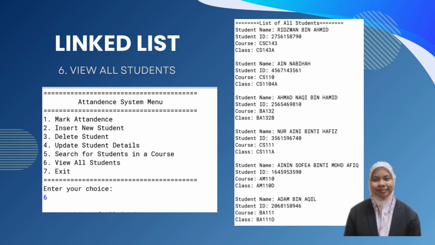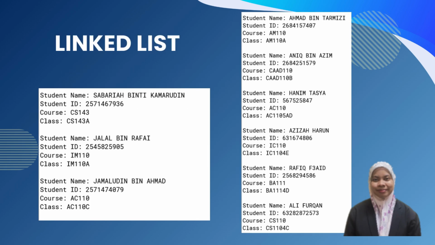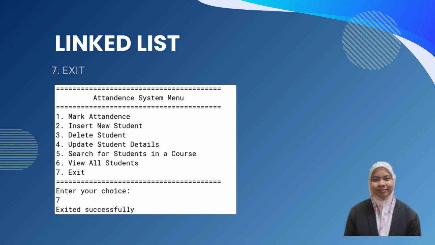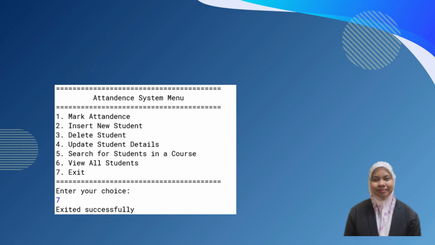The next menu is View All Students. The output will show a list of all students. Continue list of students. After the student list, the output will show exit successfully. The last menu in linked list is exit. After we choose it, the output will show exit successfully.